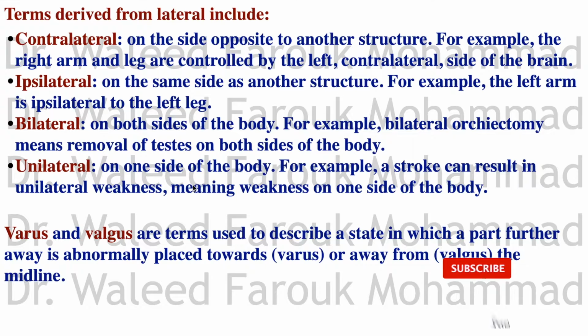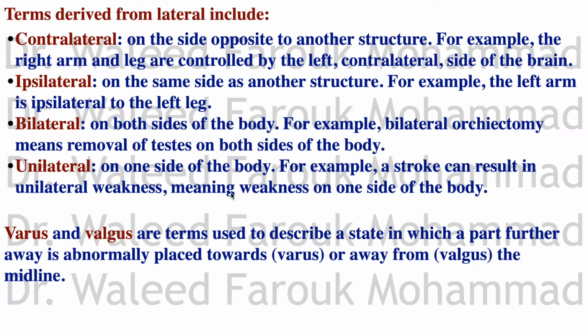Unilateral means only on one side of the body, like a stroke in a brain hemisphere can result in weakness, or unilateral weakness, meaning weakness on only one side of the body, and usually, of course, the contralateral side.